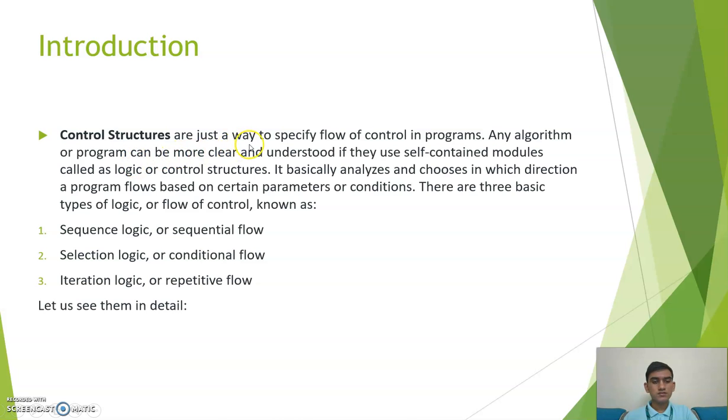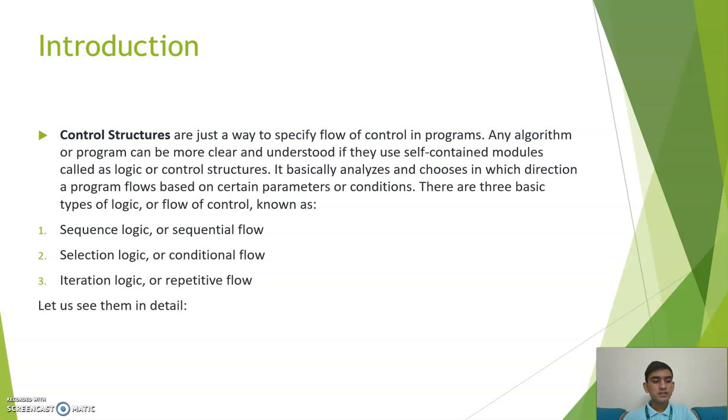Control structures are just a way to specify the flow of program control in a program. Any algorithm or pattern or program can be more clear and understood if they use self-contained modules called a logic or a control structure. It basically analyzes and chooses in which direction a program flows based on certain parameters or conditions.